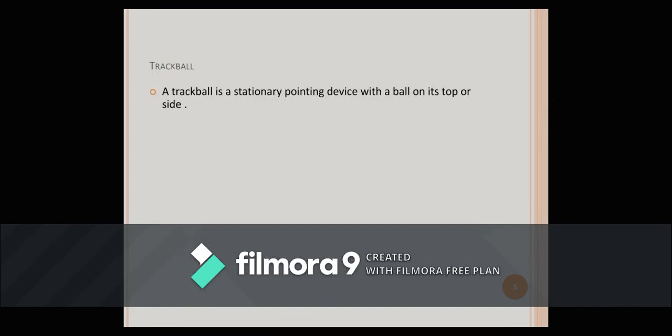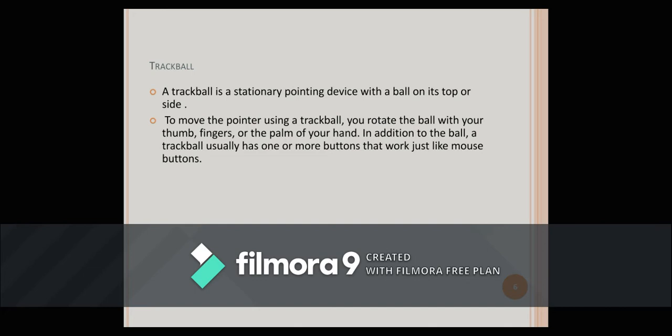Trackball. A trackball is a stationary pointing device with a ball on its top or side. To move the pointer using a trackball, you rotate the ball with your thumb, finger or palm of your hand. In addition to the ball, a trackball usually has one or more buttons that work just like mouse buttons.